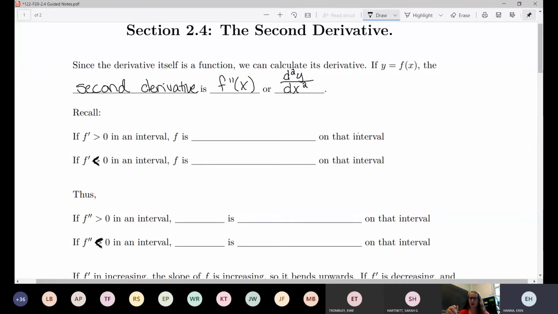So part of this we already know, and then we're essentially going to build on it. Remember back from 2.2, and I circled it about 5 million times, and I told you that it was going to be really, really important, and I meant it. So remember, if the derivative is positive on an interval, that meant that your original function was increasing.